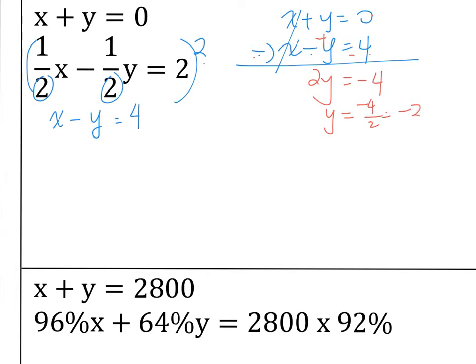And then I'm going to use the first equation. I'm going to write it right here. I'm going to substitute negative 2 in for y.